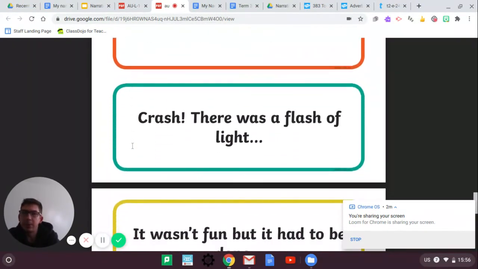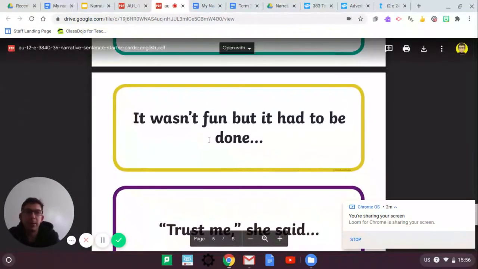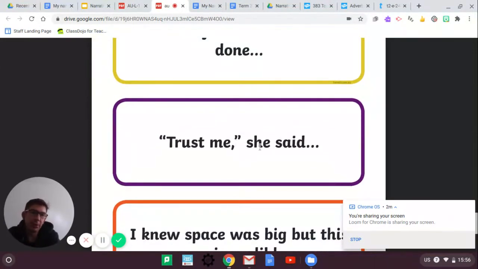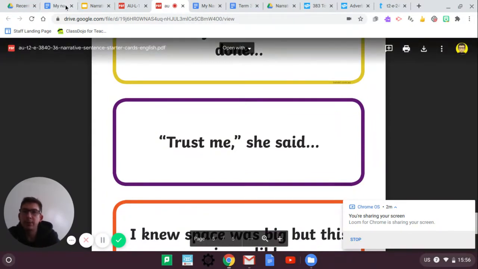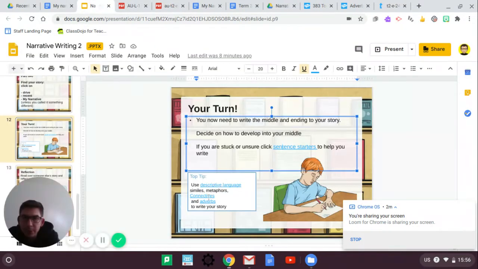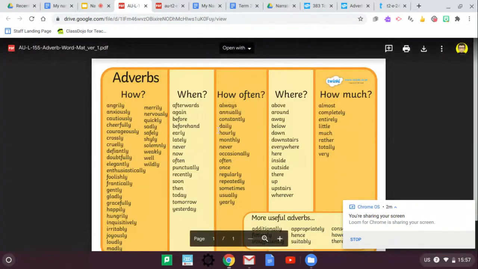Okay? Crash, there was a flash of light. It wasn't fun, but it had to be done. Okay? Trust me, Slicken said. You can just swap out the pronoun and put in the name of your character. And other things are, we've got some descriptive language. So if you click on that, it'll be a list of adjectives you can use, connectives and adverbs. So if you click on adverbs, you'll get something that looks like this.